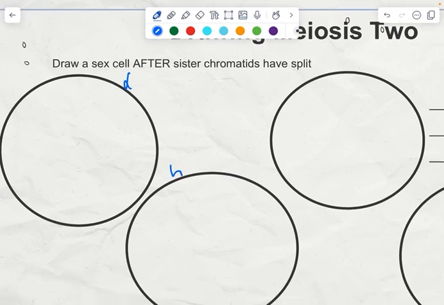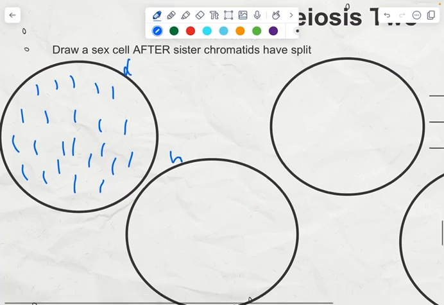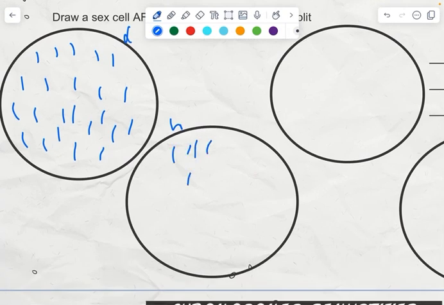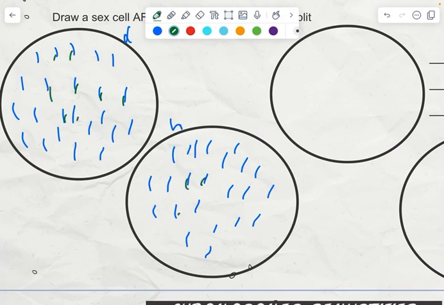So 1, 2, 3, 4, 5, 6, 7, 8, 9, 10, 11, 12, 13, 14, 15, 16, 17, 18, 19, 20, 21, 22, 23. Then 1 through 23 again. These still have a little bit of green in them. I'm not going to do all of them, but you get the idea.